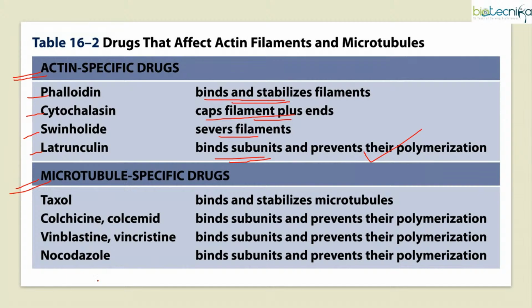Look into the microtubule specific drugs. Taxol, colchicine and colcemid: colchicine and colcemid both have the same action. Vinblastine and vincristine also have the same action. Nocodazole also has the same action. So these drugs will bind to the microtubule subunits, thereby preventing their polymerization. So basically they are involved in disassembly, except Taxol, which helps in the stabilization of microtubules, and this is also an example of an anti-cancer drug.